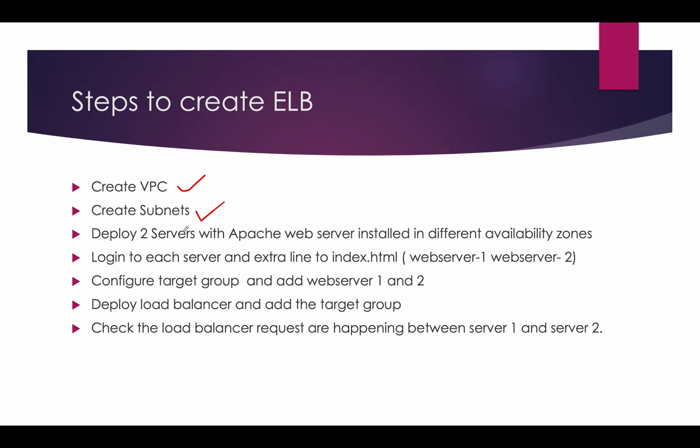Now I will create servers with Apache web server installed in different availability zones. When I say different availability zones, 1A, 1B or 1C, we will create three web servers. We'll log in to each server and write index.html. We can do the boot up script. Once you are good, we need to create a target group. While creating the target group, we need to add the port numbers for the traffic you are going to allow, and we need to deploy the load balancer.